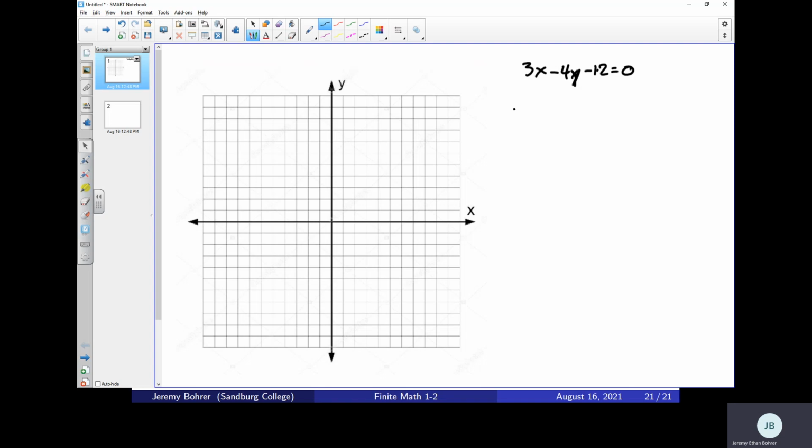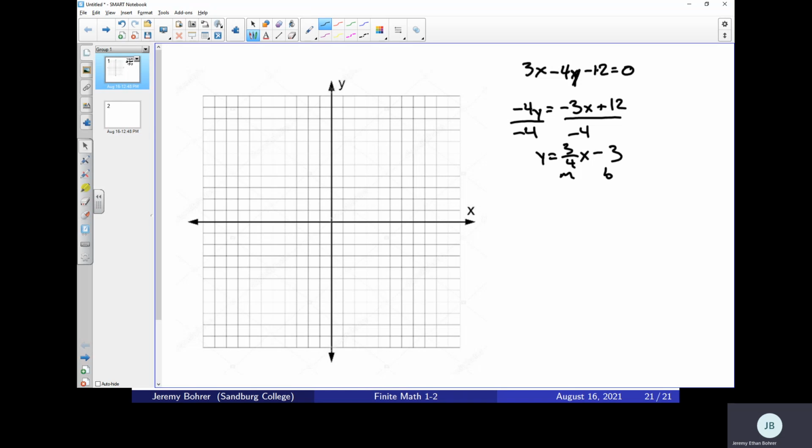I'm just going to subtract 3x and add 12 to both sides of the equation to get negative 4y equals negative 3x plus 12. Then I'm going to divide both sides by negative 4. That gives me y equals 3/4 x minus 3. So there is my slope m, 3/4, and negative 3 is my b.